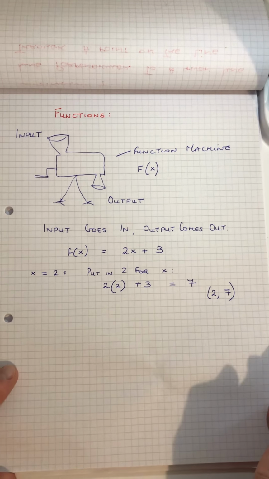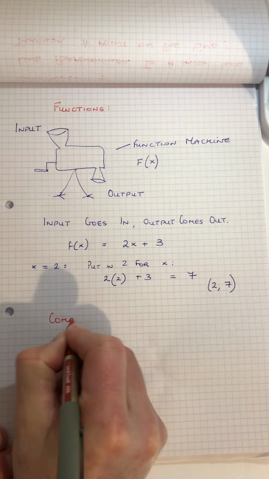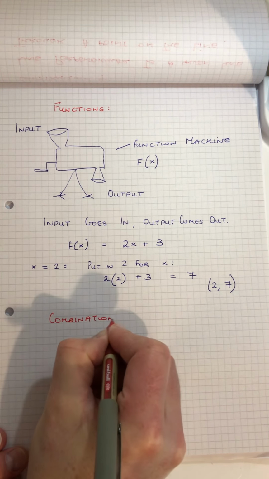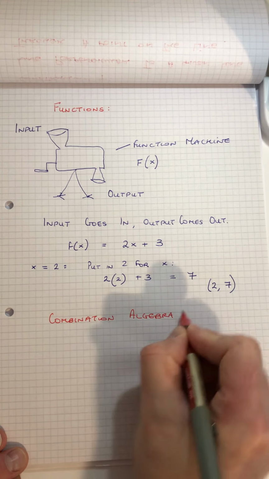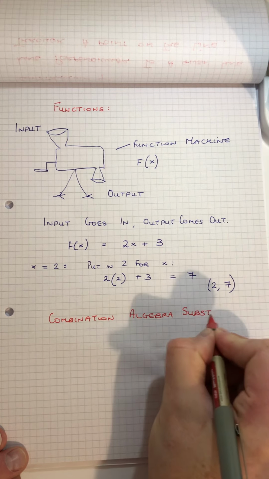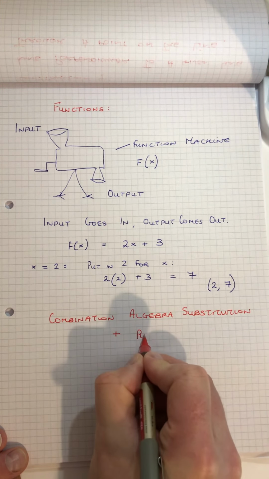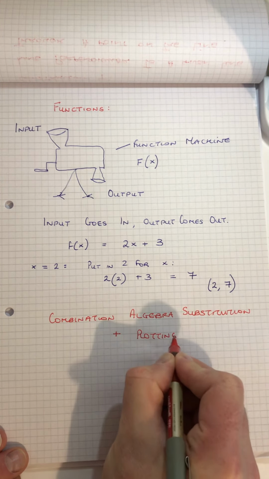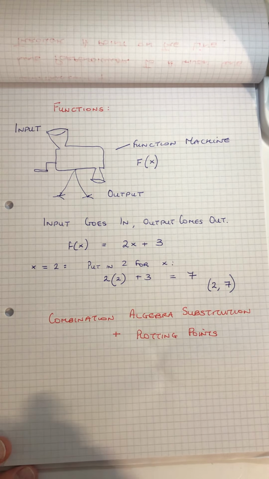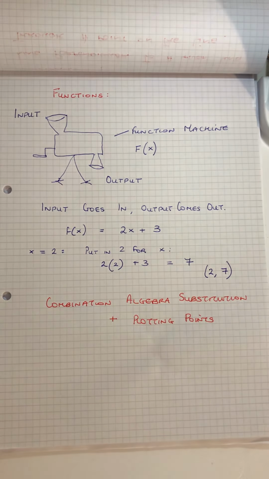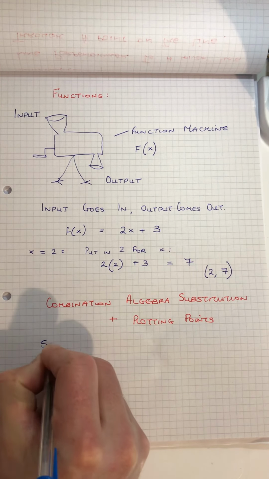So now this is a combination. You're combining algebra and in particular substitution and plotting points. So your coordinate geometry of the line. Okay? Same function again. Same function.